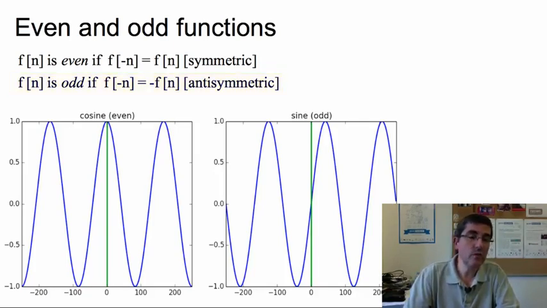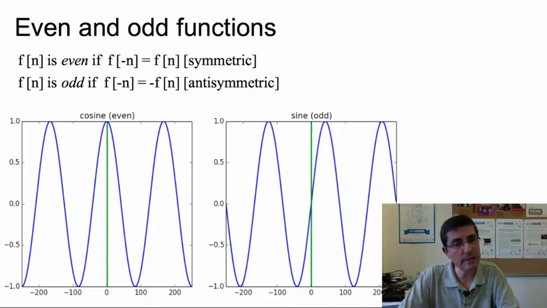So the two functions that we have been talking about, cosines and sines, very much exemplify these two types of properties. A cosine is an even function because it's symmetric around the origin, about the point 0. And the sine is an odd function because it's anti-symmetric around 0. Okay? So this is going to be also relevant in some of the things we will be talking about.